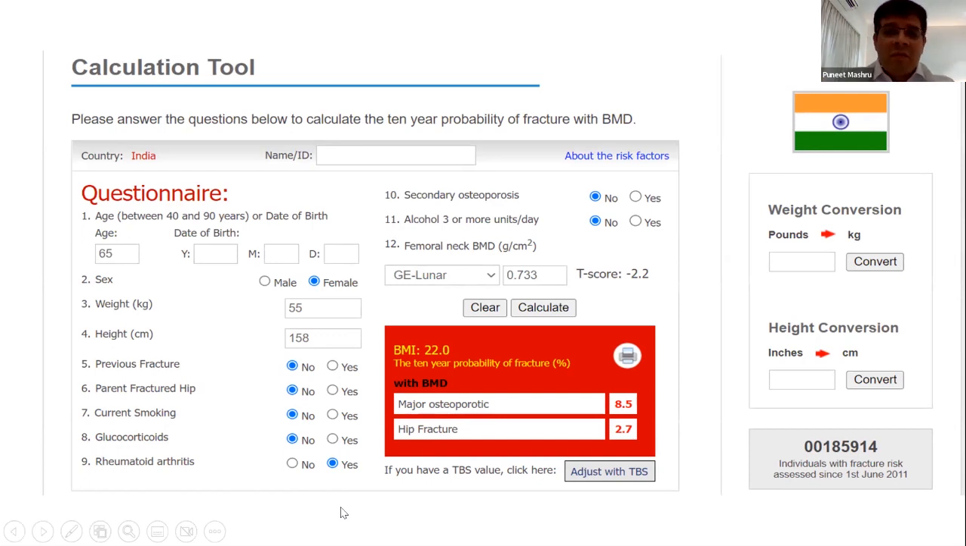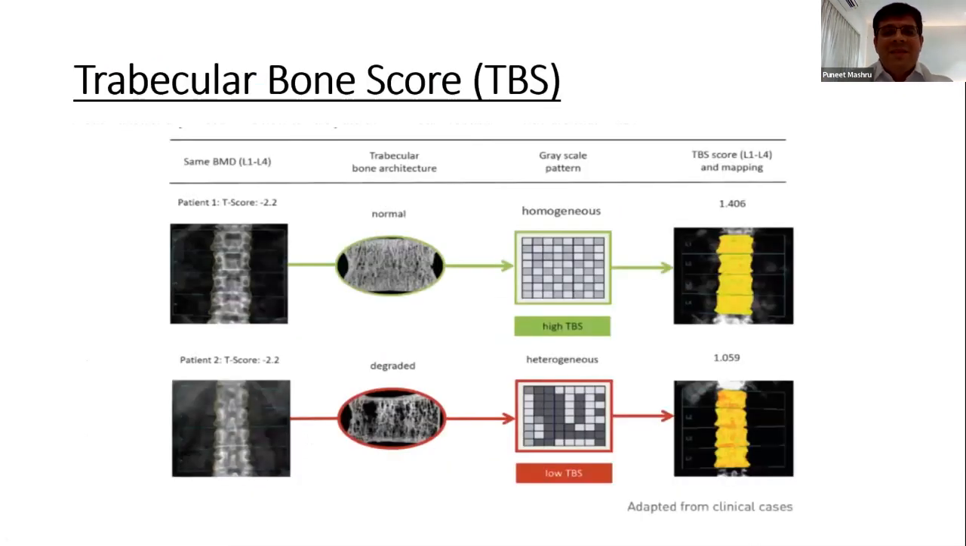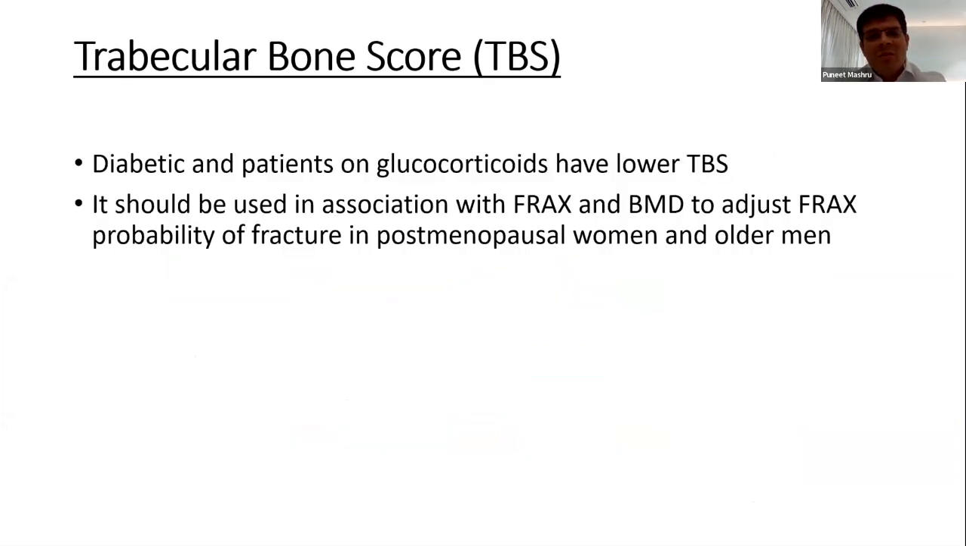Or the third way, for these patients of GIOP and diabetes, is to add something known as a TBS score, or adjust with TBS. Now TBS is an additional software on the DXA machine, and it assesses the trabecular bone architecture and gives you a value, and this value you put into the FRAX scoring. Patients who are diabetic and on steroids generally have a lower TBS score compared to other people.